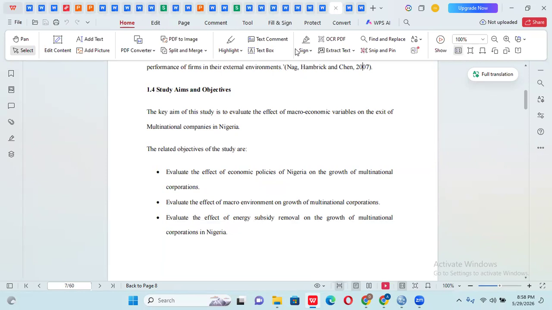Second one, effect of micro environment on growth of multinational corporations. How many corporations do you now want to visit? Third one, the effect of energy subsidy removal. Are you the president? Do you want to assess? How do you want to assess the president? Because it's the one that removed the subsidy on the growth of multinational corporations in Nigeria.